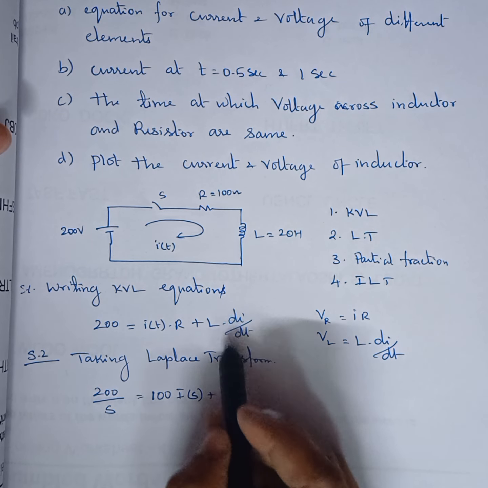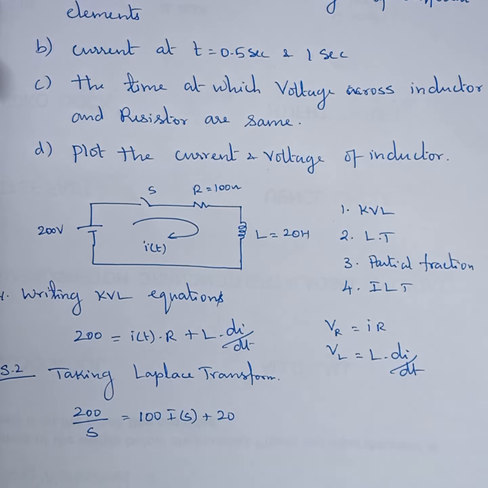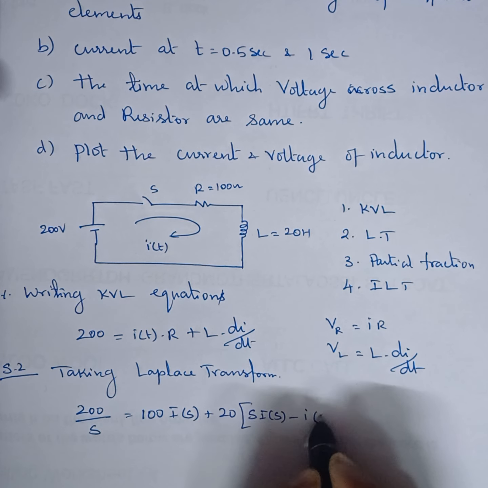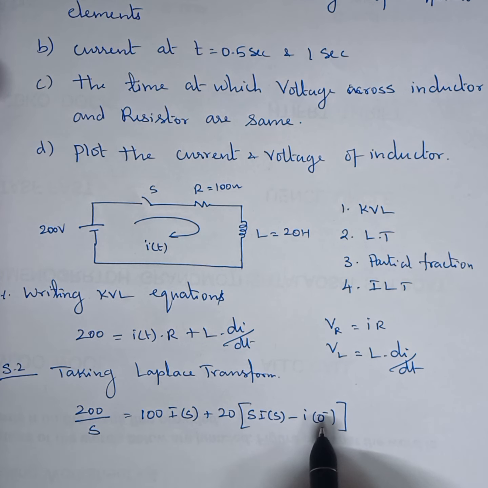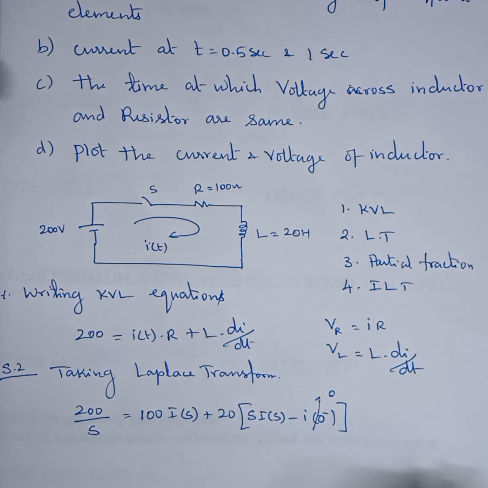Taking the Laplace transform of the differential equation, we'll get S I of S minus I of 0 minus. I of 0 minus is the current before closing this switch. I of 0 minus, 0 plus, or simply I of 0, all specify the same thing. So the initial current through the inductor is 0, because it is initially relaxed. That is the keyword given here.